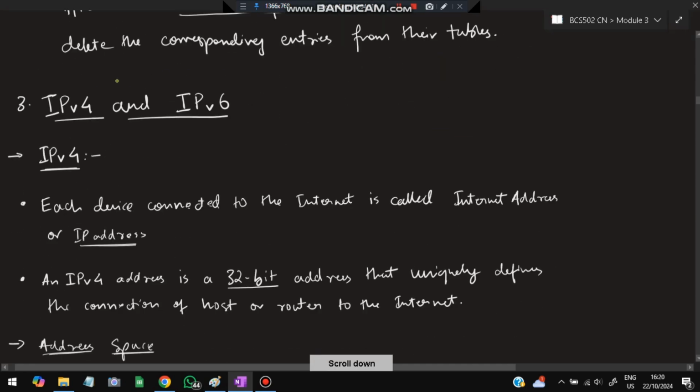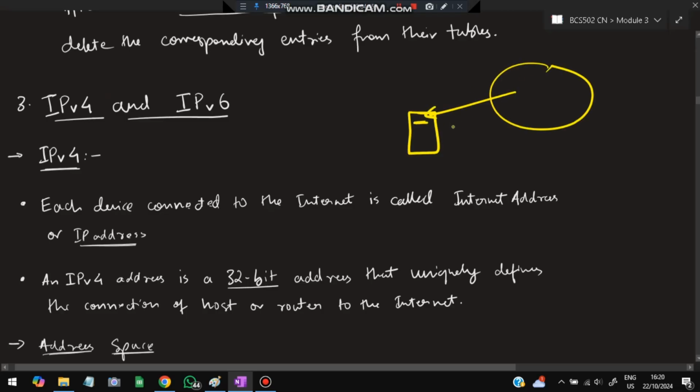Moving on, we have IPv4 and IPv6. So what is IPv4? Each device connected to the internet, you have some phone, laptop, and tablet, and your friends also have devices. All those devices have an address, to know which device it is in the whole internet. To get that information, we need to have an address, right? So each device has its own address, which is called an IP address, an internet address.